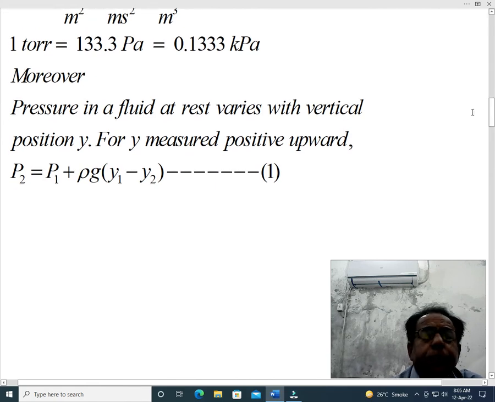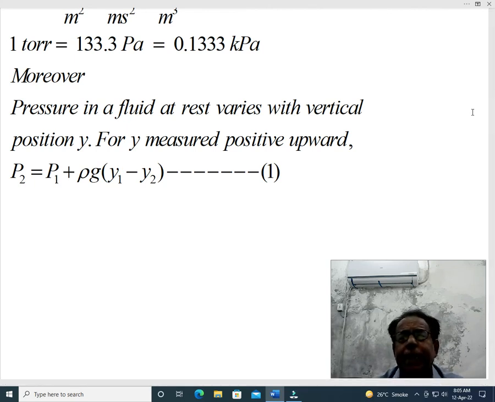Now dear students, we come towards the required expression or equation which will help us in reaching the solution of this problem. Pressure in a fluid at rest varies with vertical position y. For y measured positive upward, P2 is equal to P1 plus density rho into acceleration due to gravity g into (y1 minus y2).